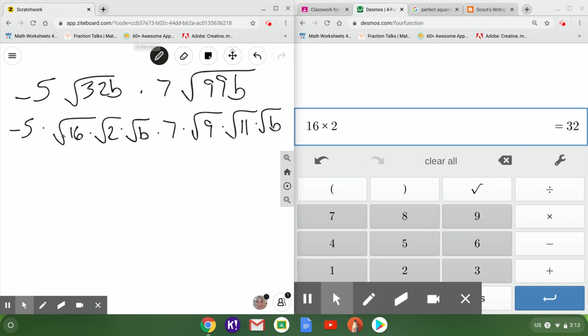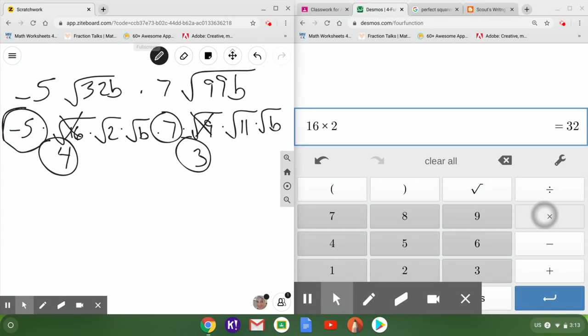So this 16 right here, I'm going to replace with 4. This 9, I'm going to replace with 3. So that's going to leave me with negative 5 times 4 times 7 times 3. I don't think this has a negative sign, does it? I'm not sure. But it's going to be negative. So it's 5 times 4 times 7 times 3, and it's going to be negative 420.